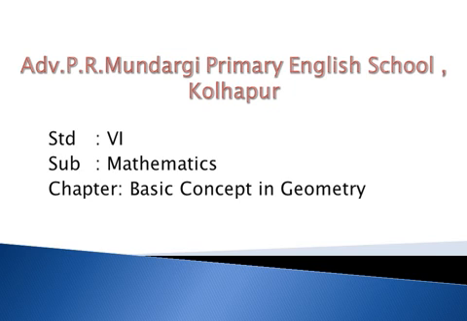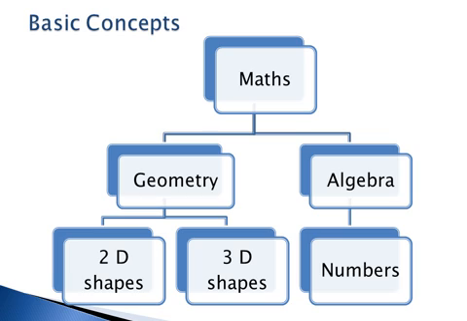Today we are going to learn Standard 6 Subject Mathematics, Chapter number 1, Basic Concept in Geometry. Mathematics is divided in two different parts. First is algebra and second is geometry. In algebra we learn about numbers with addition, subtraction, multiplication, division, etc. But in geometry, we will learn about two-dimensional and three-dimensional shapes.